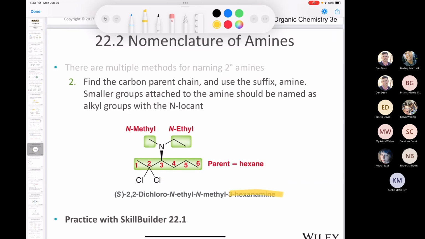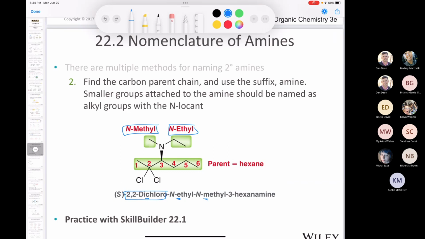But then we just list all the substituents. Look, we have a 2,2-dichloro. We have an N-methyl. We have an N-ethyl. What comes first? The chloro is going to be first. The ethyl is going to be second. And the methyl is going to be third. And of course, there's a stereocenter here. So we have to provide that information as well.